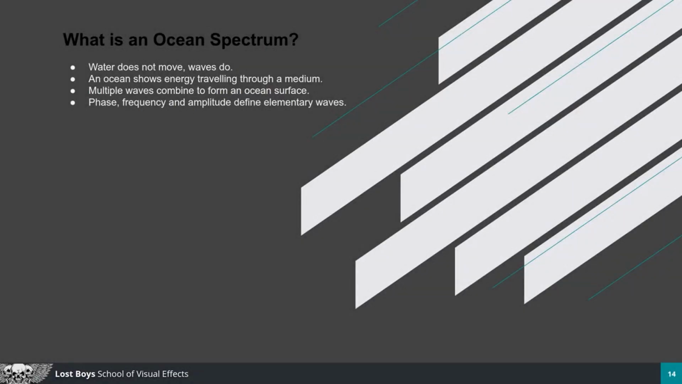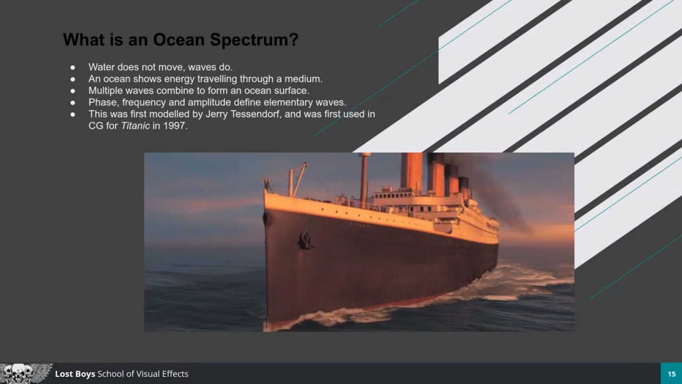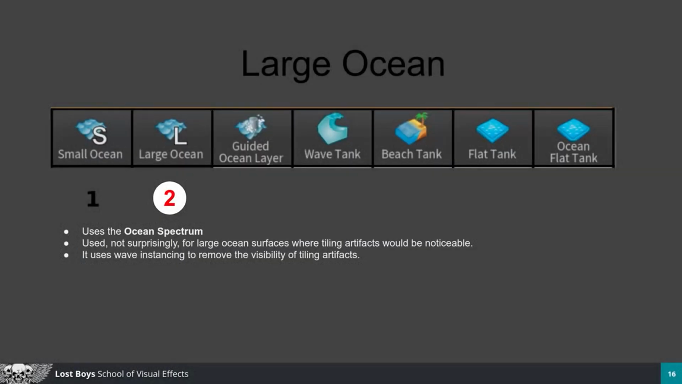Multiple waves combine to form an ocean surface. If you take a low frequency sine wave and then a higher frequency sine wave, and a higher frequency sine wave, and a higher frequency sine wave, and you offset them in different phases, frequencies, and amplitudes, you will get an ocean surface. Phase, frequency, and amplitude define the elementary waves. And this was first modeled by Jerry Tessendorf. There's a famous paper that he did that you can still look up online. And it was first used in CG for Titanic in 1997, which was the first time we saw a photorealistic CG-generated large ocean in a film.